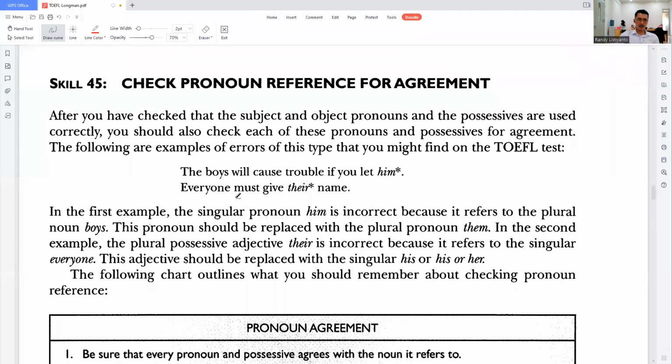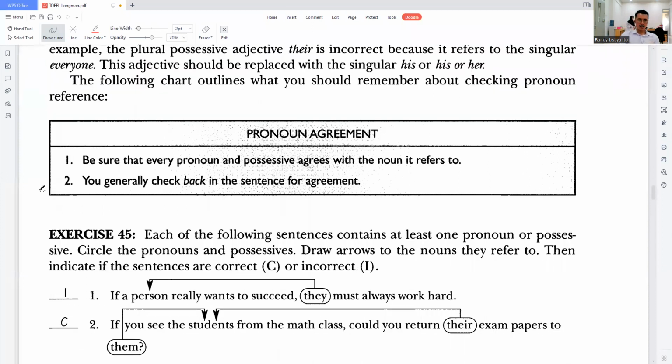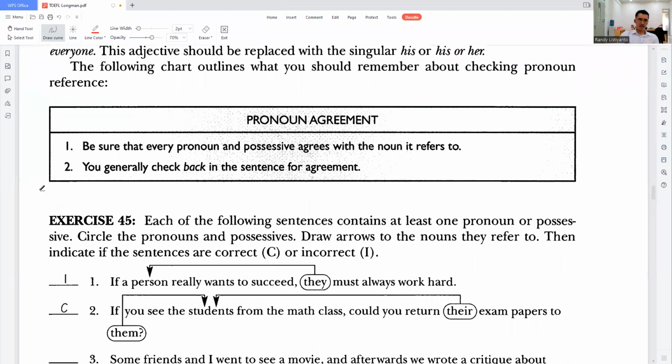Pay attention to the statement in the box. Be sure that every pronoun and possessive agrees with the noun it refers to, and you generally check back in the sentence for agreement.